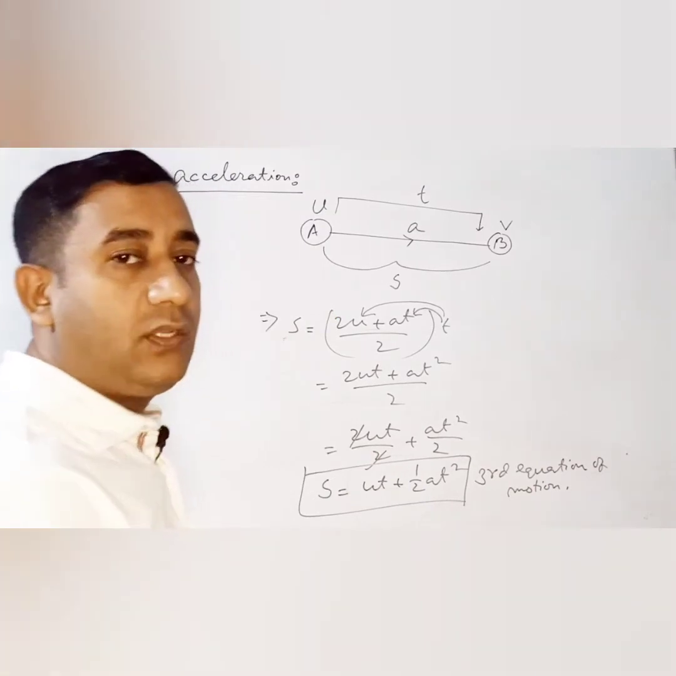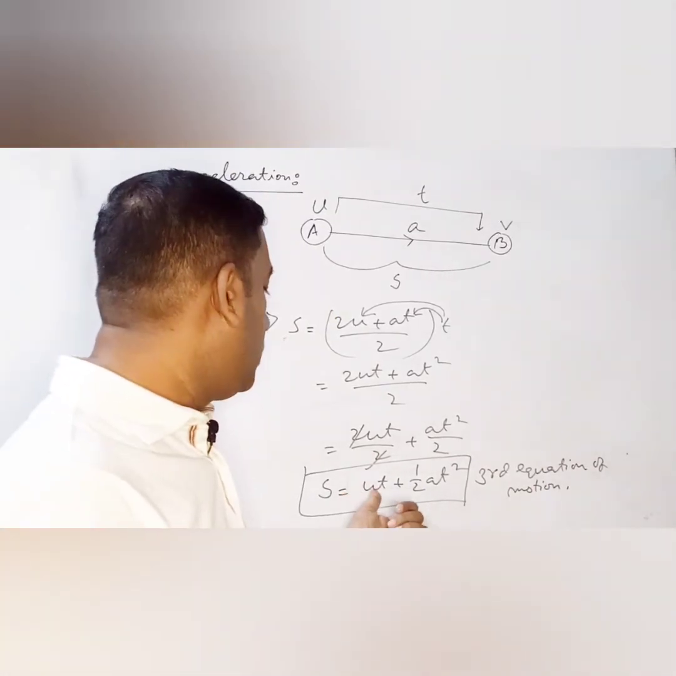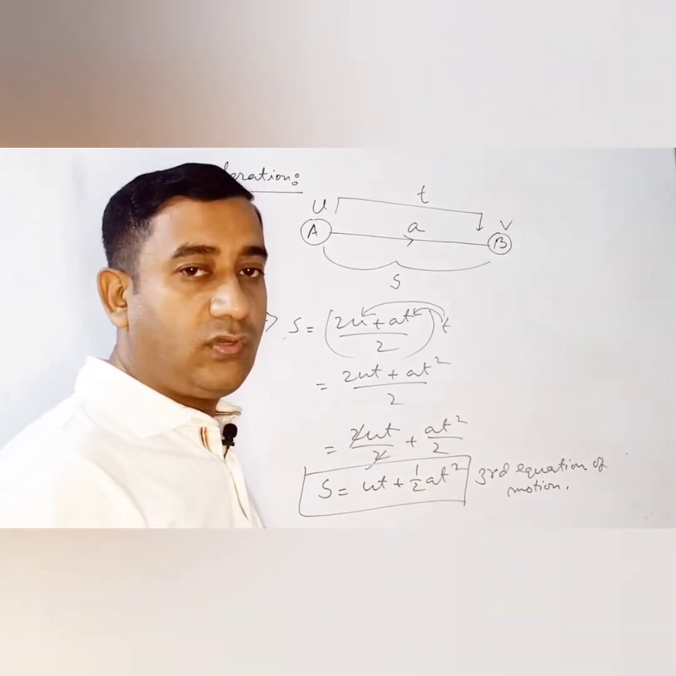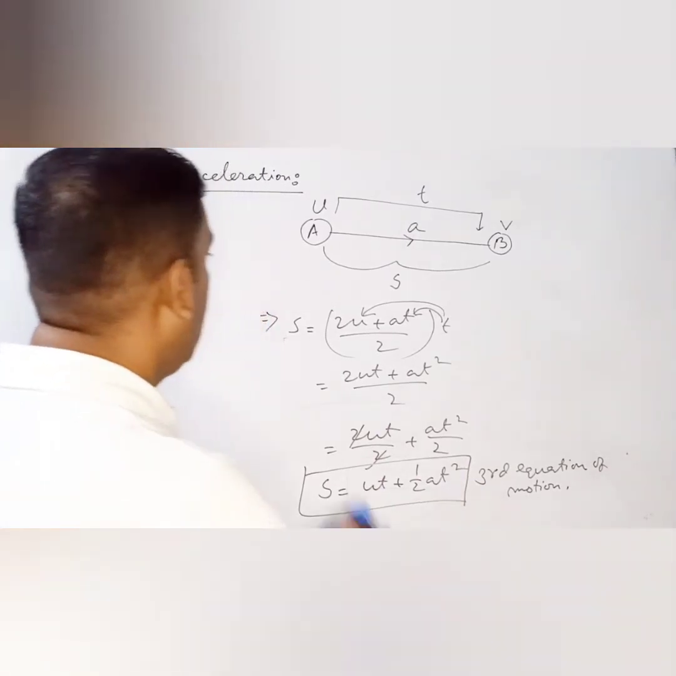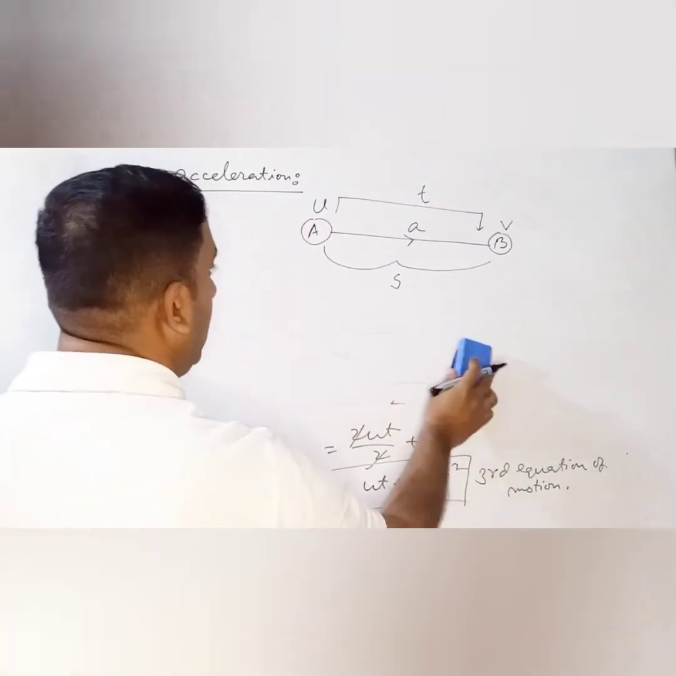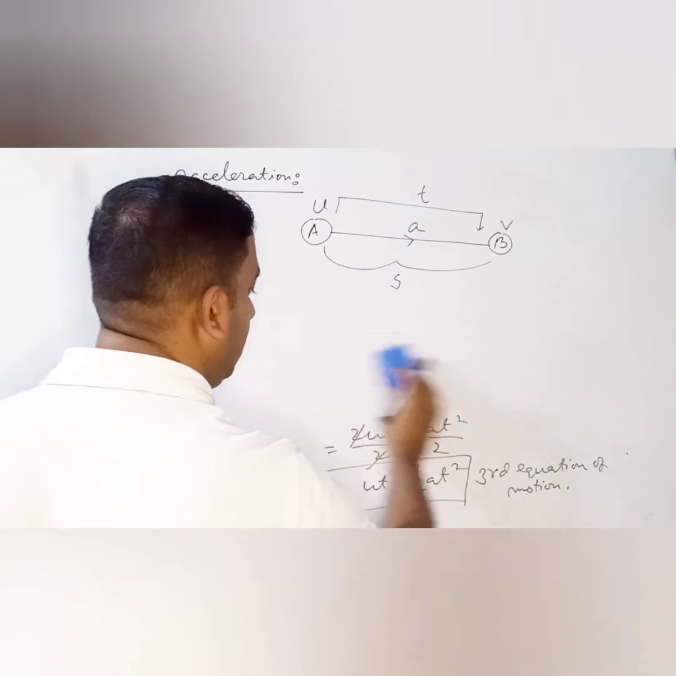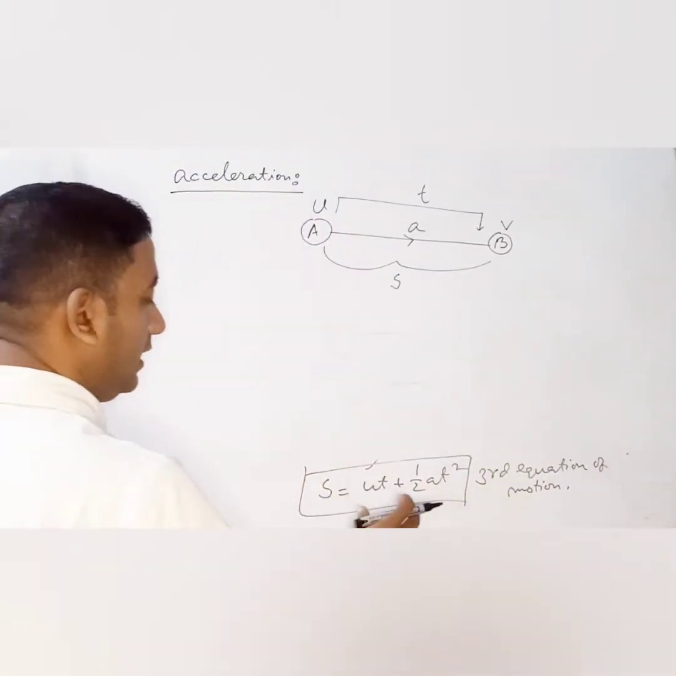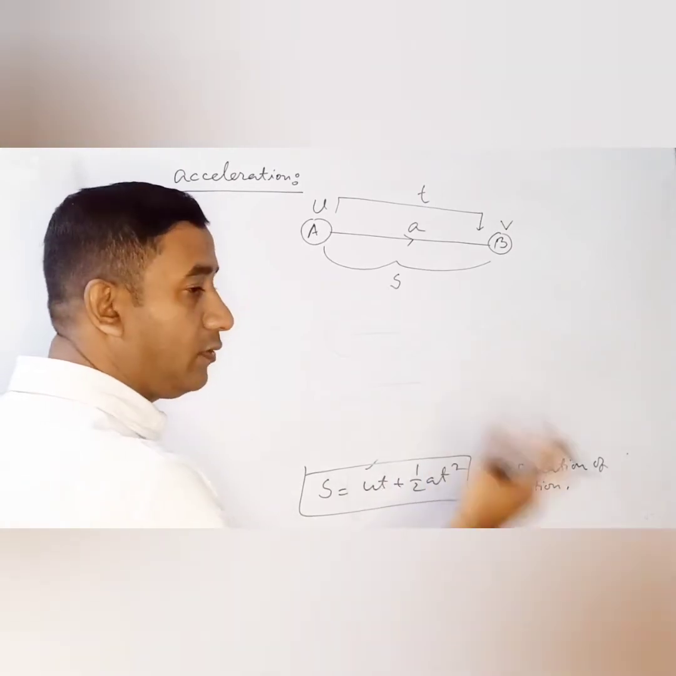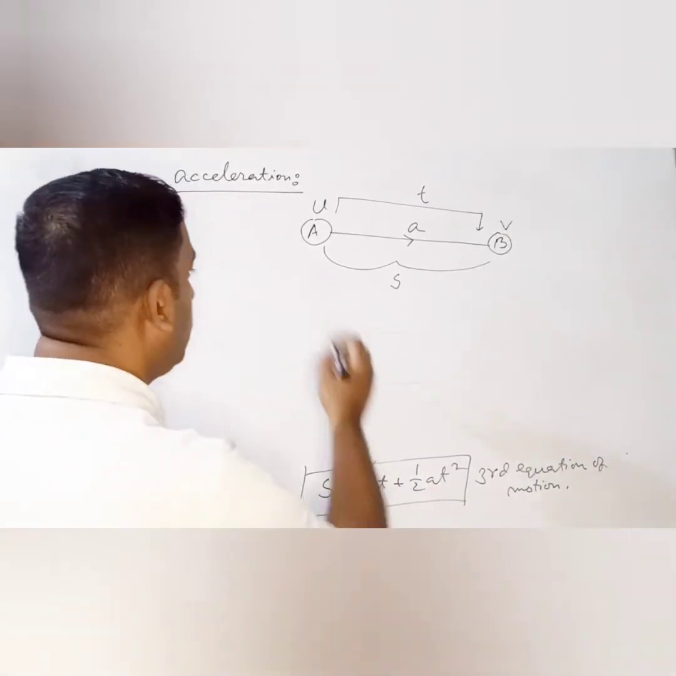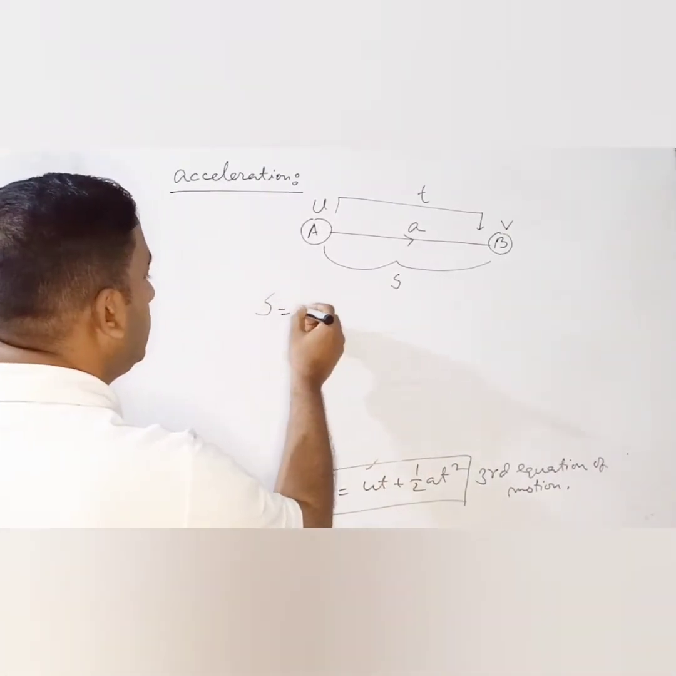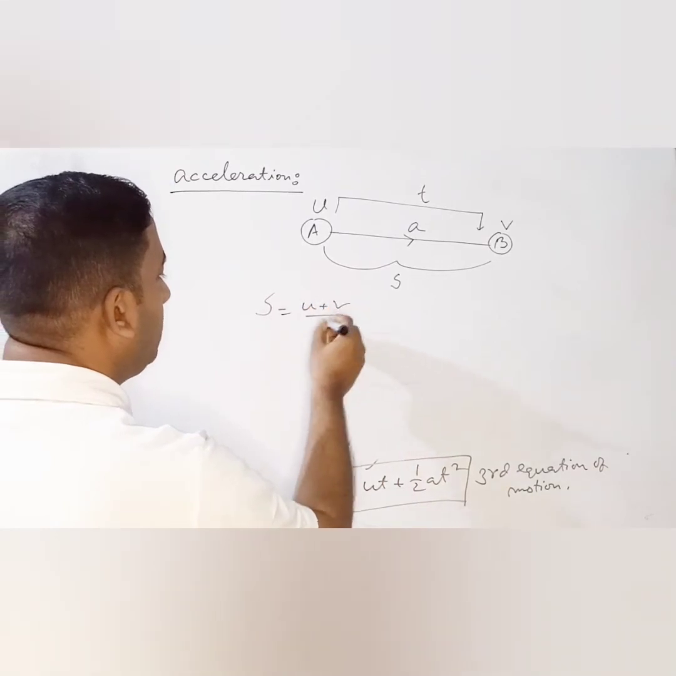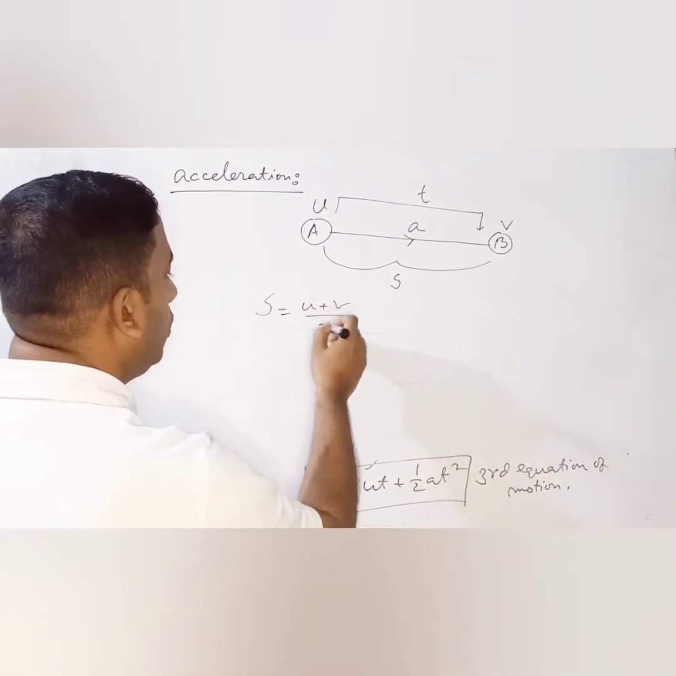So what is the third equation of motion? s equals to ut plus half of at square. Then the fourth equation of motion, the figure will be the same and phenomena also the same, and it will be found out also from the second equation of motion, and that was s equals to u plus v divided by 2 whole into t.